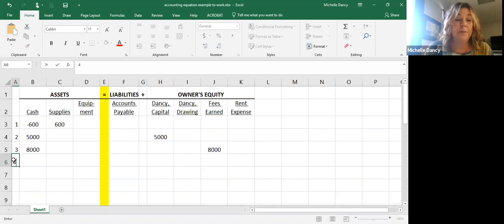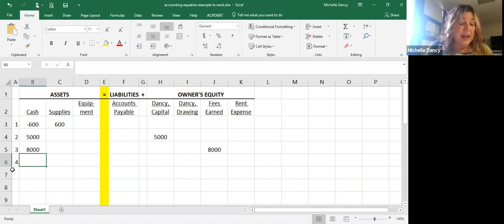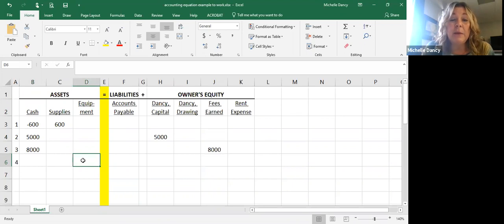Number 4. Number 4 says purchased equipment on account $2,000. If I am purchasing equipment, then I'm getting more equipment. Equipment is an asset. So over here under assets, we see equipment. And if I'm getting more, then that means it is going up, correct? So increase equipment by 2,000.